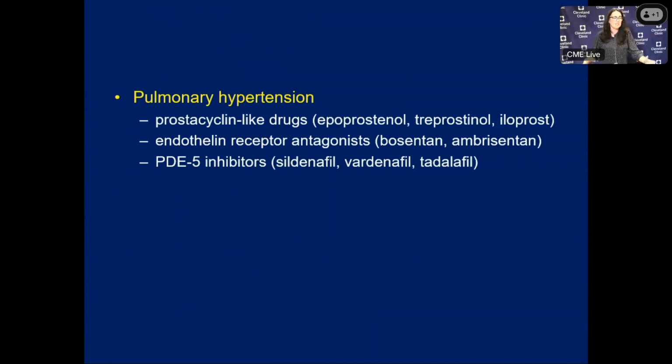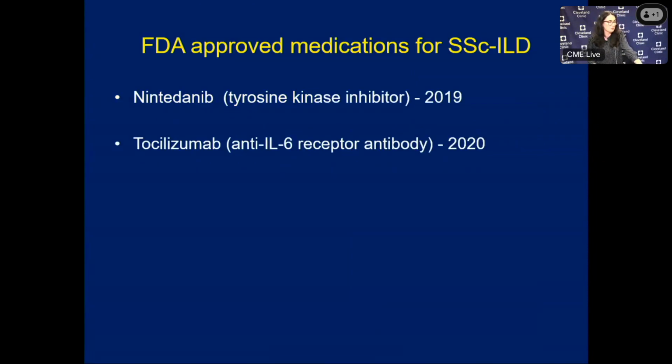Pulmonary hypertension has a set of drugs that are used for it, like prostacyclin-like drugs, endothelin receptor antagonists, and PDE5 inhibitors such as sildenafil, vardenafil, and tadalafil. Sometimes these patients need to be monitored in the intensive care unit for the use of these drugs.